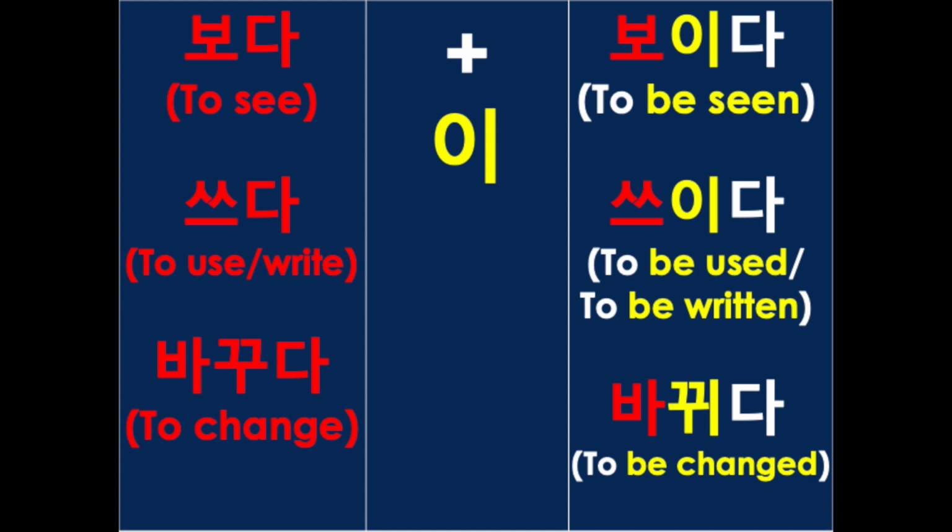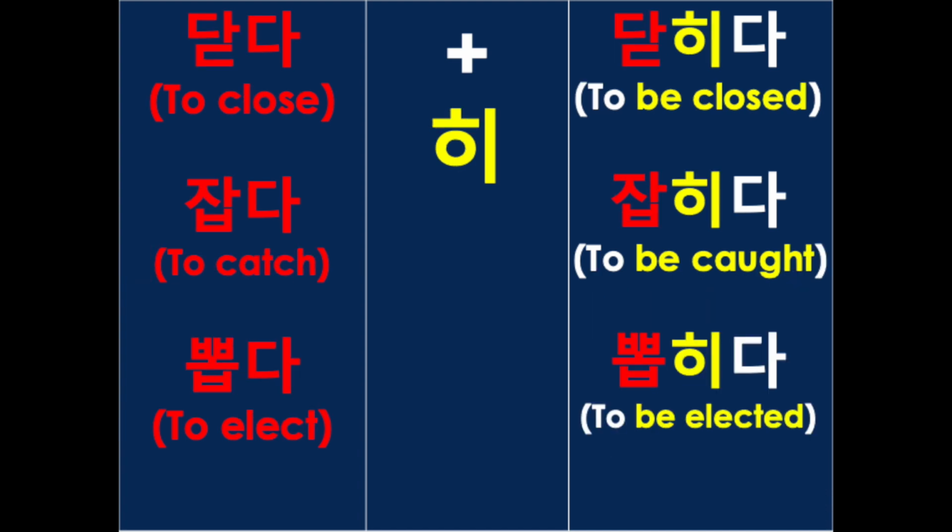바꾸다 becomes 바뀌다. Next, the passive voice suffix 히 comes along with some other verbs like these three. 닫다, to close. 잡다, to catch. 뽑다, to elect. In the same logic above, 닫다 becomes 닫히다, which means to be closed. 잡다 becomes 잡히다, to be caught.